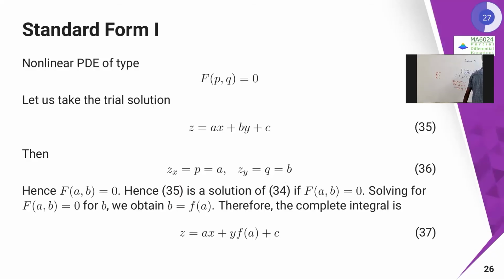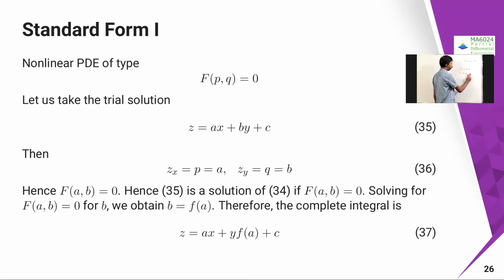Okay, so let me explain standard form 1, then we'll discuss standard forms 2 and 3 in the next class. What we are going to do is solve some simple problems, standard form 1 and standard form 2, etc. There are 4 forms, so we'll solve 1 or 2 problems. Suppose a nonlinear PDE is of this type: f of p, q equal to 0. Let us take a trial solution for this one: z equal to ax plus by plus c.